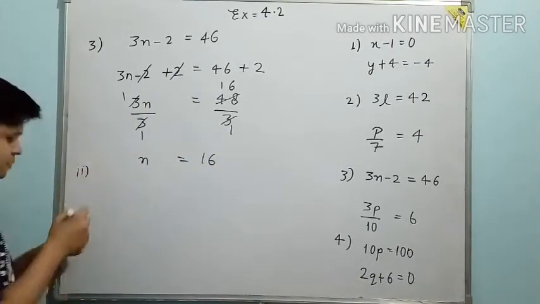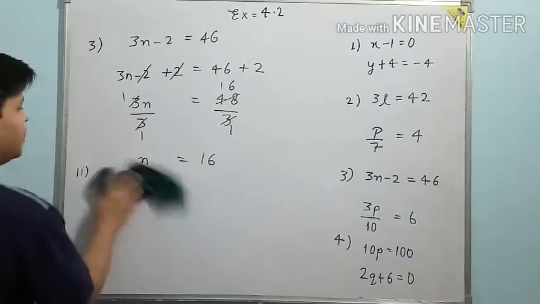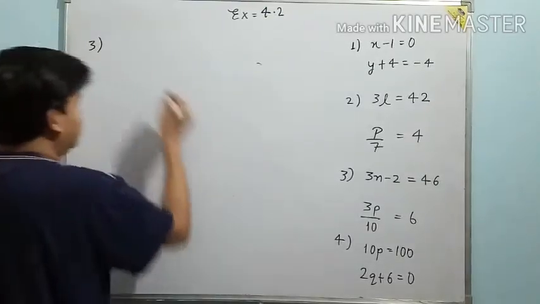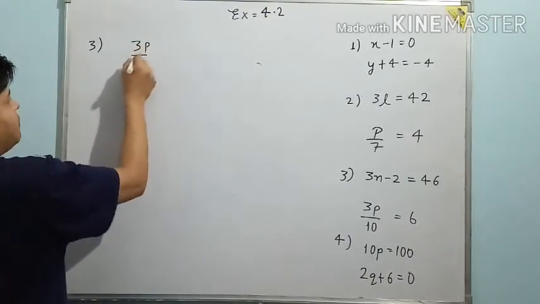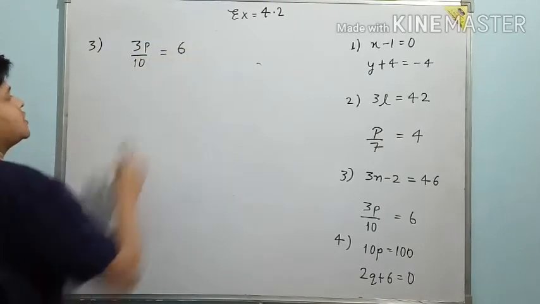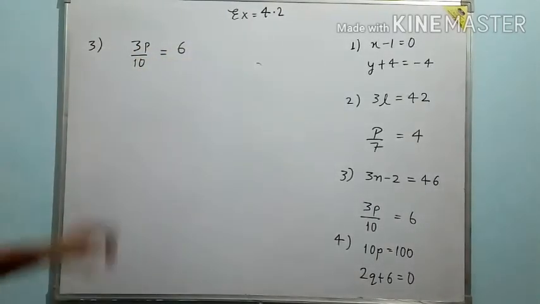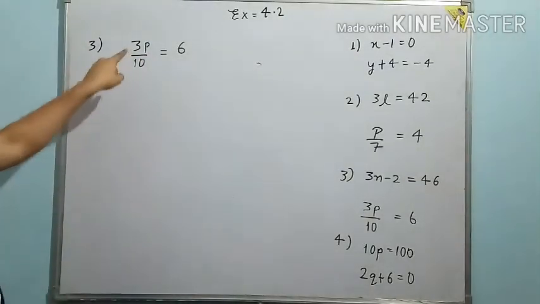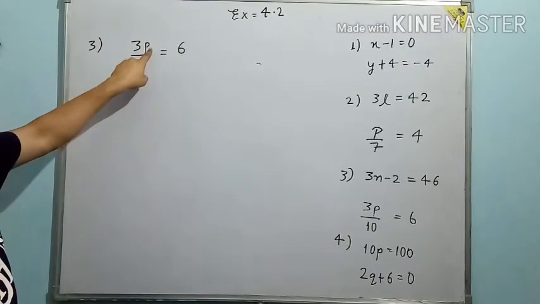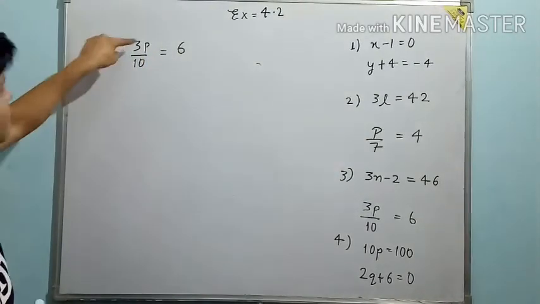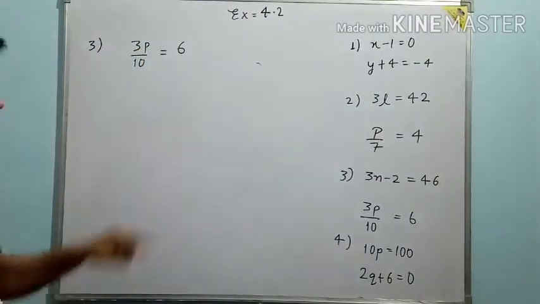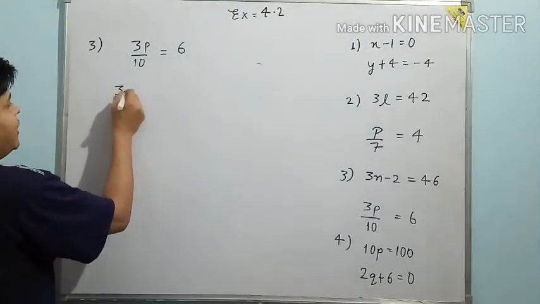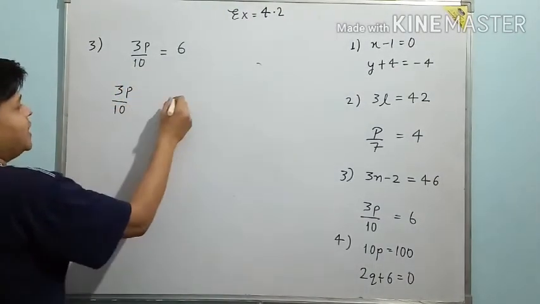Now the B part of this. I am removing the first part. Second is 3p upon 10 is equal to 6. Once again we have to do the same: with this variable we have two numbers, one in the numerator and one in the denominator. 3 is in direct contact with p, and so first of all we have to remove this 10 from here. Let's note it down as it is.